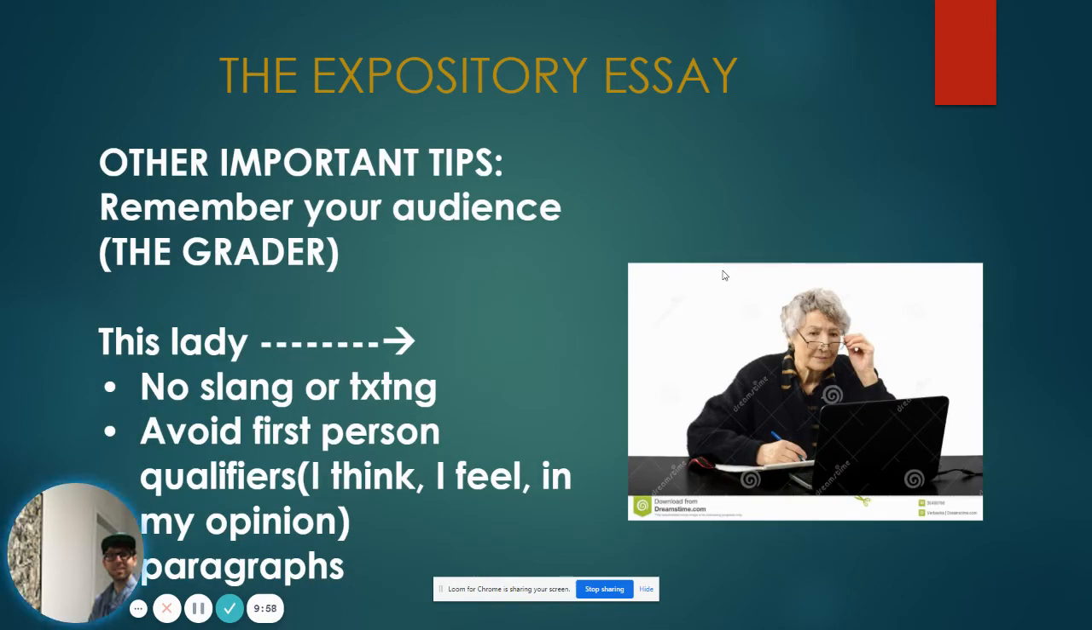Now, remember your audience, the grader. It's this lady. So don't use slang. Don't use any text shortening of words in there. You should avoid all the first person qualifiers like I think, I feel, in my opinion, that kind of thing. It's best to leave the first person out of the essay entirely unless you are using those anecdotes, in which case the first person only makes sense. And break it up into paragraphs, to make it look better to read instead of one big block of text.